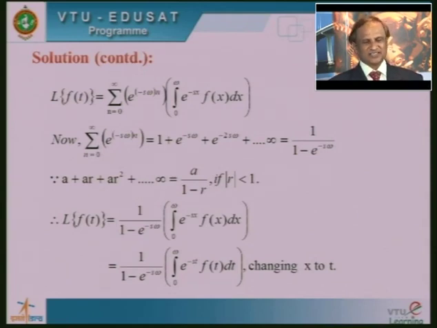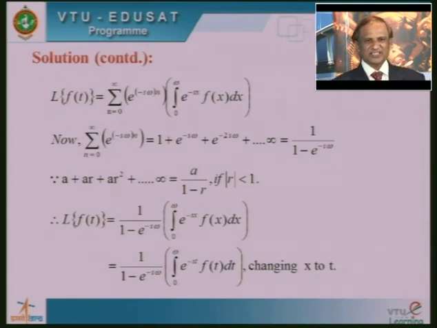So a is the first term, ar is the second term, ar square is the third term, and so on up to infinity. It can be written as a divided by 1 minus r if modulus of r is less than 1. Is it clear? So using the geometric series, summation of e to the power minus s into ω into n can be written as 1 divided by 1 minus e to the power minus s into ω. I will substitute in the above equation. Is it clear? So therefore L of f of t is equal to 1 divided by 1 minus e to the power minus s into ω.